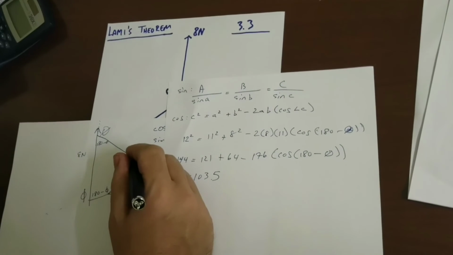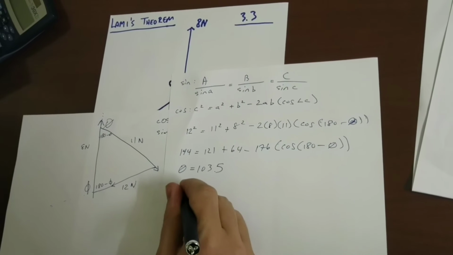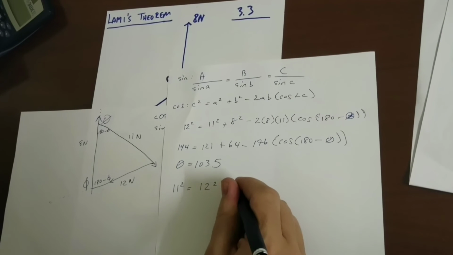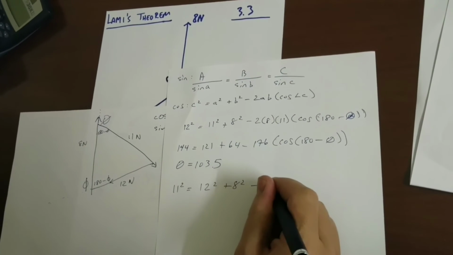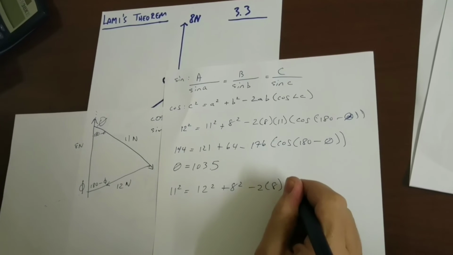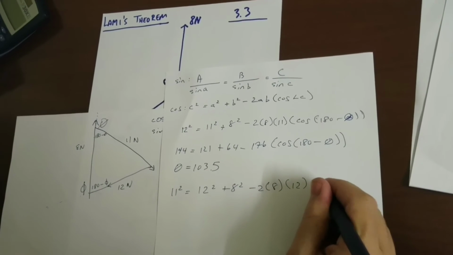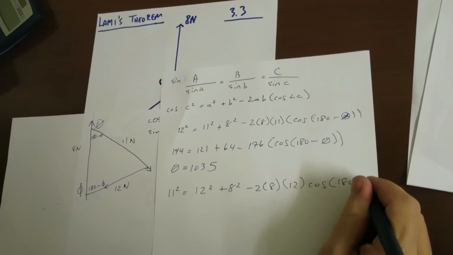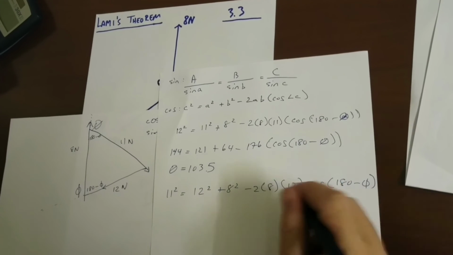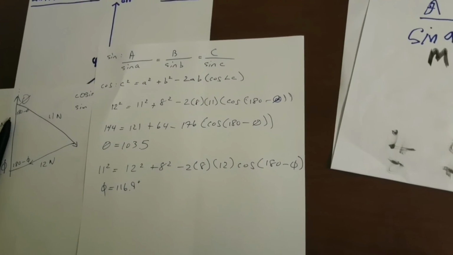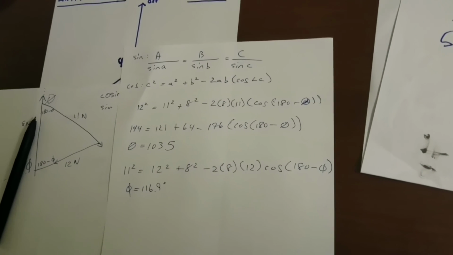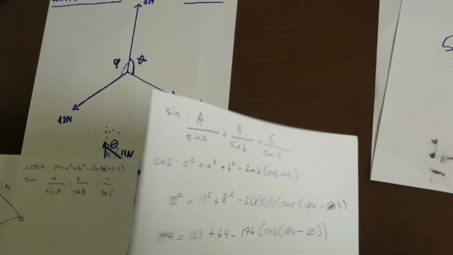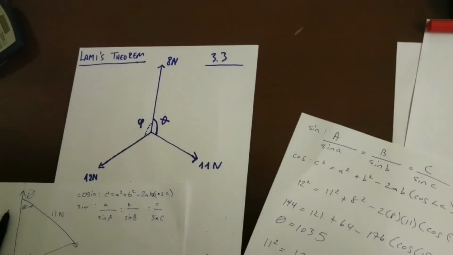Okay, and to find phi, you go through the same process. So this time you would go through 11 squared is equal to 12 squared plus 8 squared minus 2 times 8 times 12 cosine of 180 minus phi. And if you do that, you're going to get the same solution. And then you get 116.9 degrees. And that's how you resolve these angles. It's not easy. It takes practice.